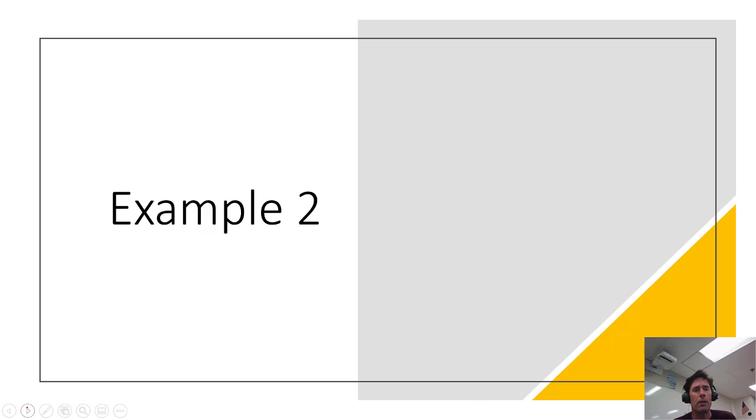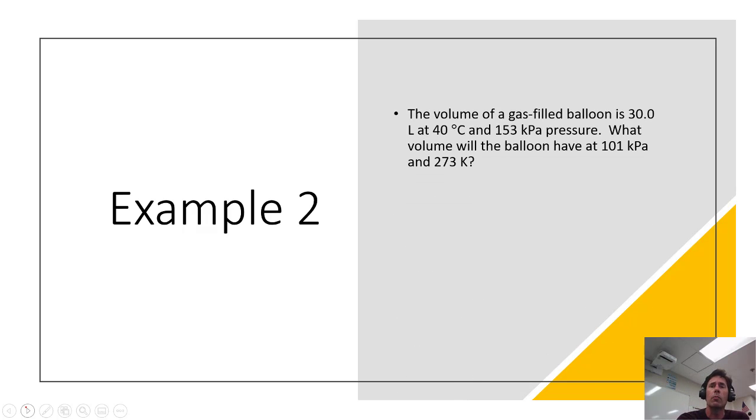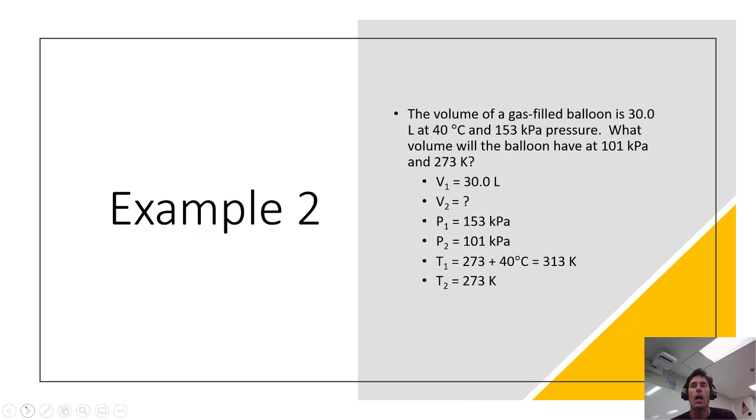Let's try another example. Let's look at it from a little more of a complex view. A volume of a gas-filled balloon is 30 liters at 40 degrees Celsius and 153 kilopascals. What volume will the balloon have at 101 kilopascals and 273 Kelvin? So we've got everything but volume given here. Again, the important thing is to write down your givens. We were given 30 liters initially.